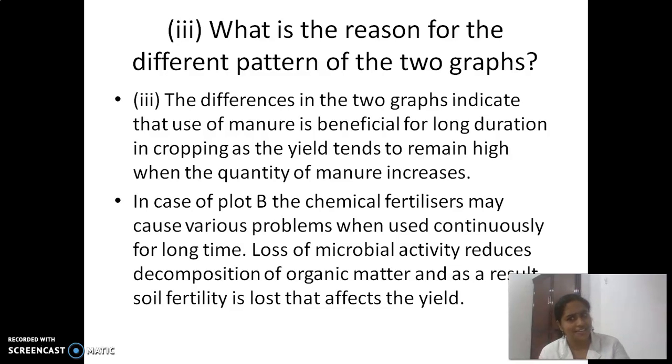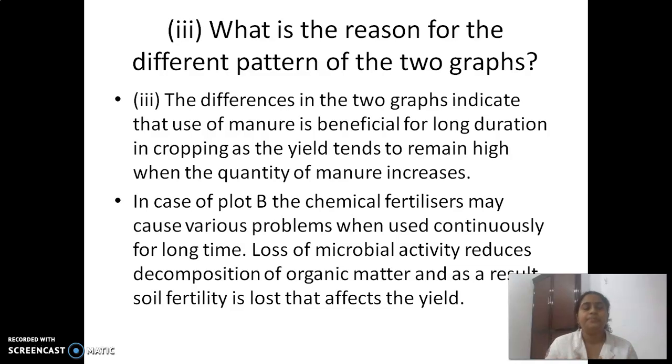What is the reason, children? Yes, the difference in the two graphs indicates the use of manure is beneficial for long duration in cropping as the yield tends to remain high when the quantity of manure increases. In case of plot B, chemical fertilizers may cause various problems when used continuously for a long time. Loss of microbial activity reduces decomposition of organic matter. As a result, soil fertility is lost that affects the yield. Not only that, it causes soil pollution, water pollution, etc.